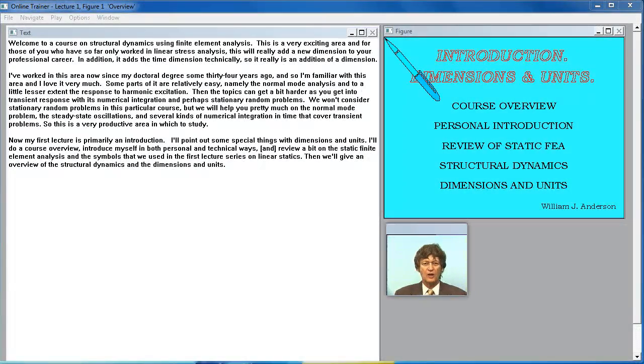Welcome to a course on structural dynamics using finite element analysis. This is a very exciting area, and for those of you who have so far only worked in linear stress analysis, this will really add a new dimension to your professional career. In addition, it adds the time dimension technically, so it really is an addition of a dimension.